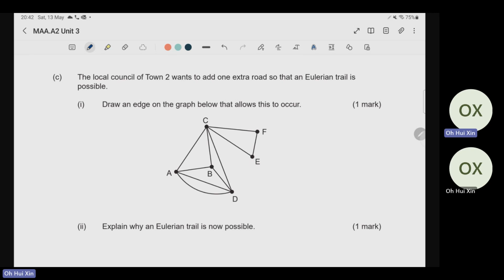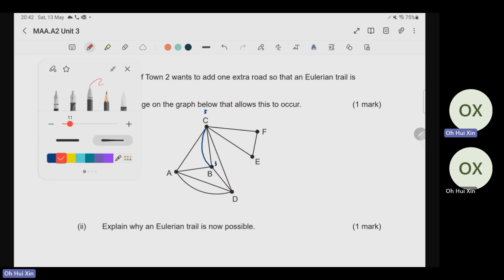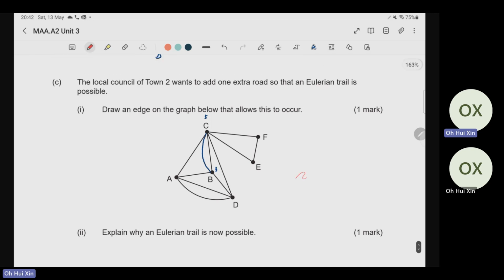So that's why you can see that in this case, C is the one having a degree of 5. Then after that, B is the one giving you a degree of 3. Other than that, they are all even. So that's why to make these two even, you just connect them together. So that's why I need 1 more edge here. Okay, so successfully identifying where the edge to add is, then you get 1 mark.